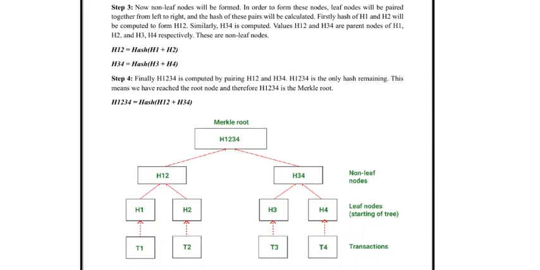Finally, h1234 is computed by pairing h12 and h34. It becomes h1234, the only hash remaining. This means we have reached the root node, and therefore h1234 is the Merkle root. So this is our solution with this diagram.